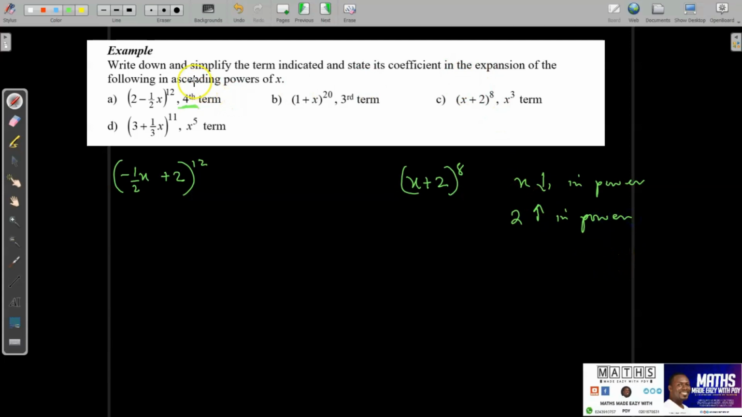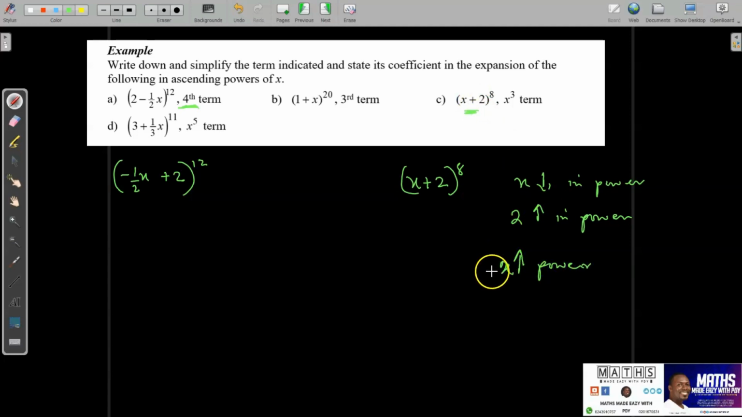But remember, the question was not asking for anything but ascending powers of x. But what have we seen in terms of powers of x for this question? It is rather reducing, isn't it? Yes, sir. So how can we change the question so that it will make the x value rather increase in power? What do you think we should do?